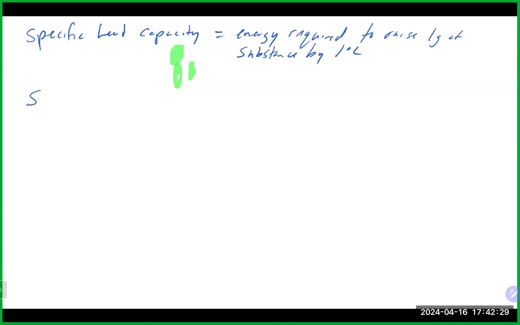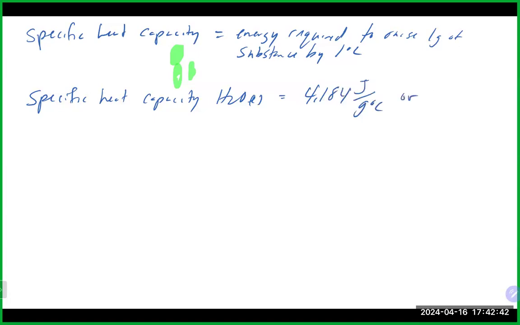For example, the specific heat capacity of liquid water is 4.184 joules per gram per degree Celsius, or another very common unit of it is 1 calorie per gram per degree Celsius. That, by the way, is a conversion factor between joules and calories. There's 4.184 joules in 1 calorie. So that's the conversion factor that is used.